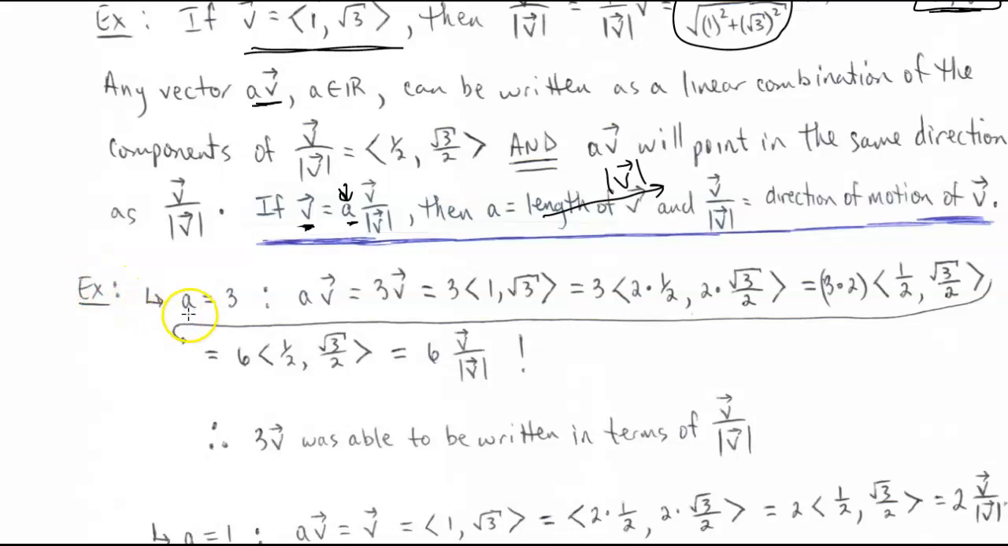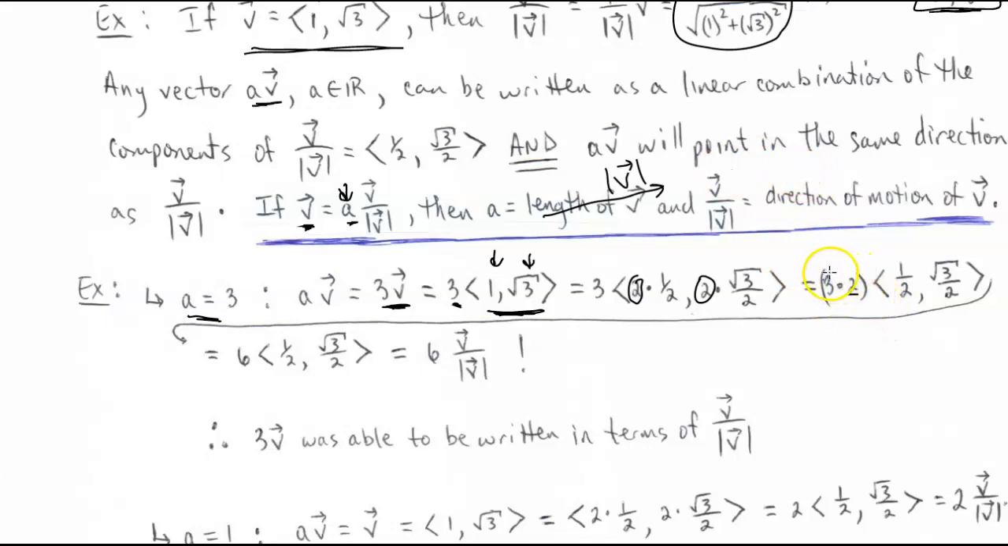So here, if I let A be 3, then that means that A times the vector V is going to be 3V, which is just going to be 3 times the original vector that I had in component form. And notice, to get 1/2 out of 1, I'm going to have to rewrite 1 as 2 times 1/2. And to get square root of 3 over 2 out of square root of 3, I'm going to have to rewrite that as 2 times square root of 3 over 2. And since I have a common factor of 2 here, I know that I can factor out that 2.